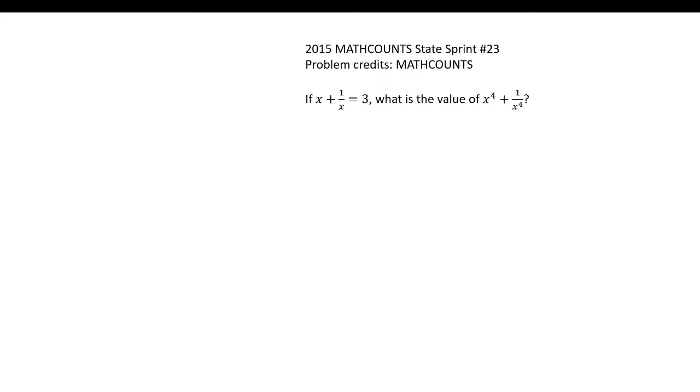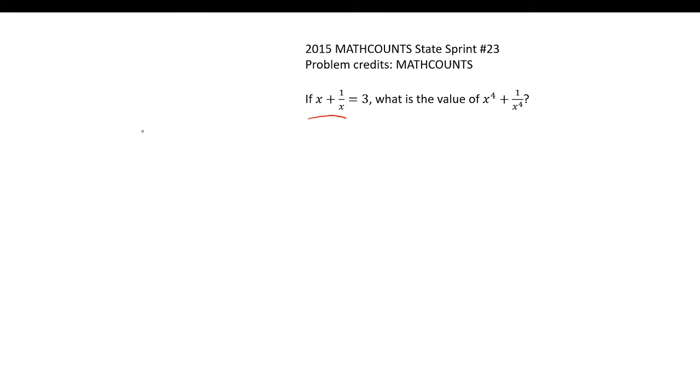Alright, first problem comes from the 2015 MathCounts State Sprint Round. All problem credit goes to MathCounts. Number 23. If x plus 1/x equals 3, what is the value of x to the 4th power plus 1/x to the 4th power? Okay, so over here, we have x plus 1/x equals 3. This is pretty good. We have an x in both terms. So what we want to do is get rid of this denominator.